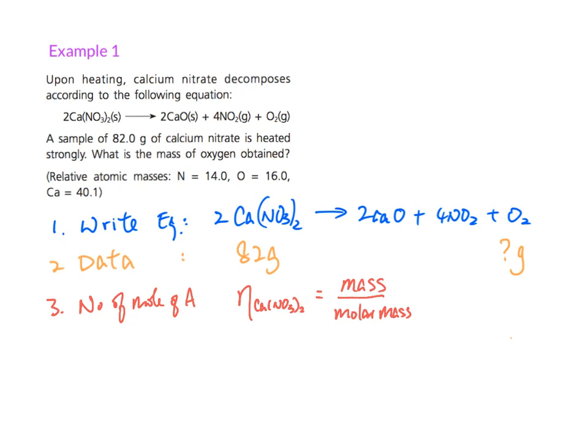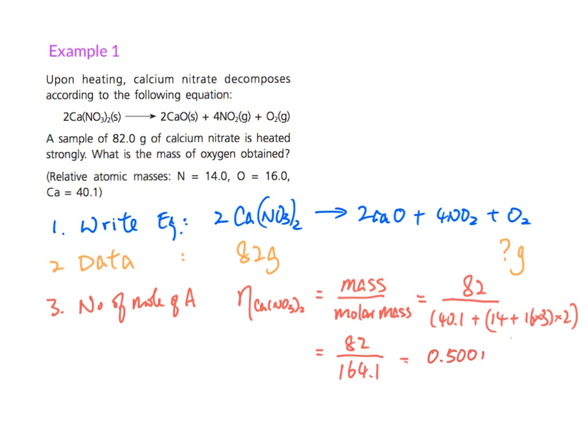Just to recap, I write all those equations out. You have 82 grams, and for calcium nitrate you have 40 plus 1 plus 14 plus 16 times 3, and then multiplied by 2. So this equals 82 over 164.1, which equals 0.500 mole.